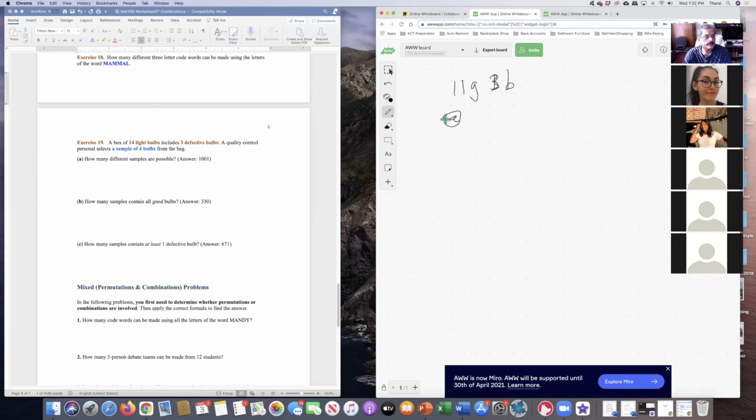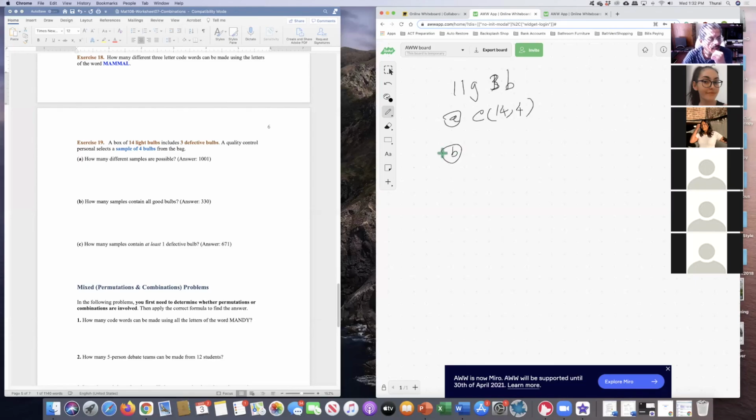Now we are choosing a sample. So how many samples of 4 can be made? For that sample, you can just go back to the 14. From the 14, I'm just choosing any 4. Is it permutation or combination? Combination, because we are just taking a group of 4 bulbs. We are not arranging them. No arrangement is being made here. So it's combination of 14, 4. That's the answer to the first question. Simplify that, that'll be your answer.